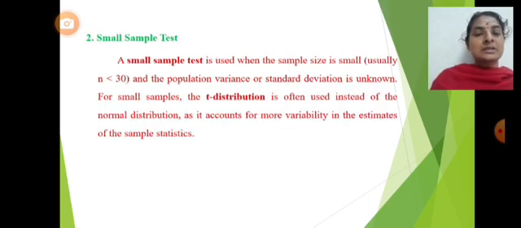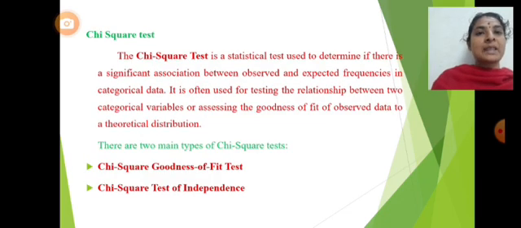Small sample test. A small sample test is used when the sample size is small, that is n less than 30, and the population variance or standard deviation is unknown. For small sample, the t-distribution is often used instead of normal distribution as it accounts for more variability in the estimate of sample statistic.